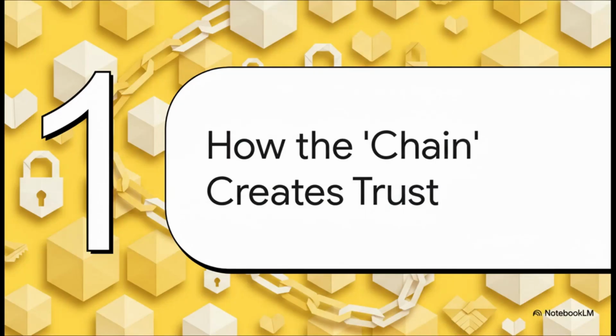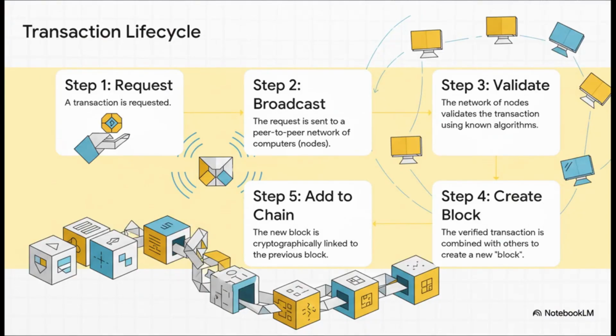Okay, so how on earth does a shared database create trust? Well, the real magic is in the chain part of blockchain. It's all about how those blocks are connected. Let's walk through how this works, step by step. First, you request a transaction. Simple enough. Then, that request gets broadcast out to this huge peer-to-peer network of computers. We call them nodes. Then, all those nodes get to work, using algorithms to check and validate your transaction, making sure everything is legit. Once it's approved, it gets bundled up with a bunch of other transactions to create a new block of data. And finally, this is the crucial part. That new block gets cryptographically locked onto the previous block, creating this permanent, unalterable chain.